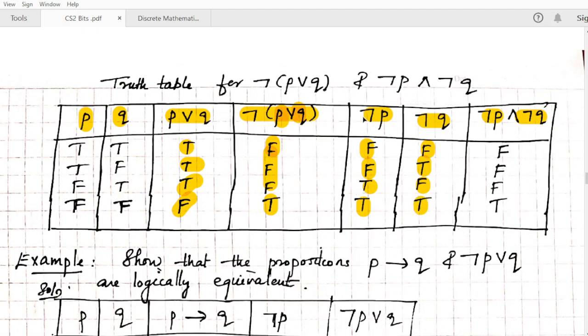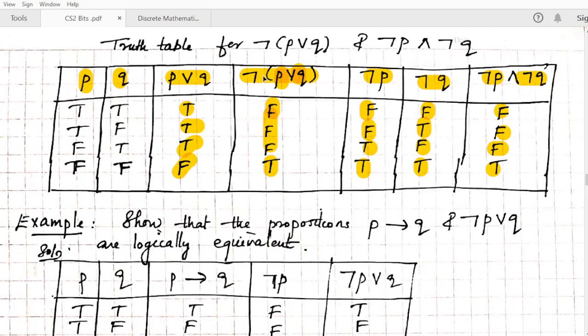Now we are going to find negation P and negation Q. So when we are having the AND operation, in that case we know that if any one proposition is false, our statement is false. So here it is false, here it is false, here it is false, here both of them are true, so it is true. So we get that the truth table of negation (P or Q) and the truth table of negation P and negation Q both are same. So we can say that these both are logically equivalent.